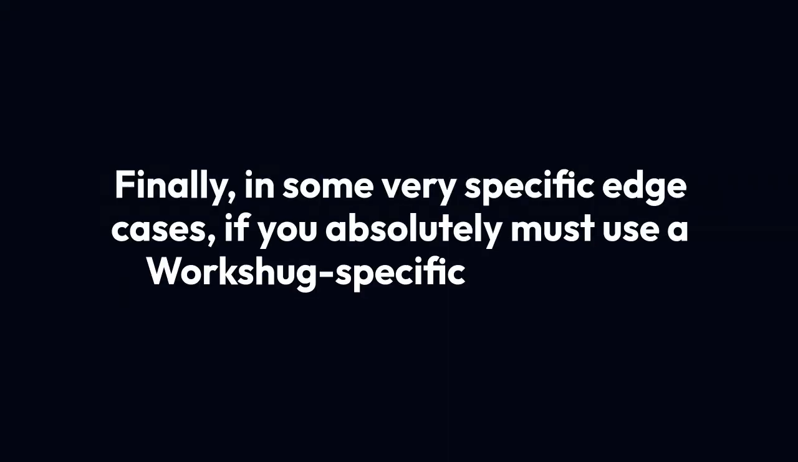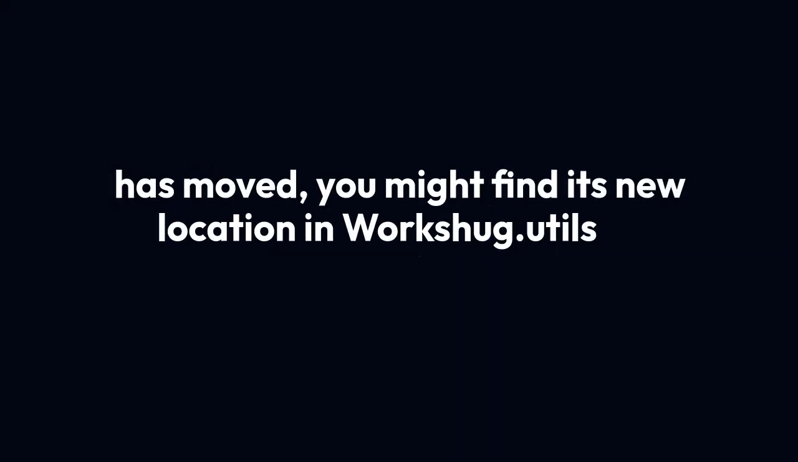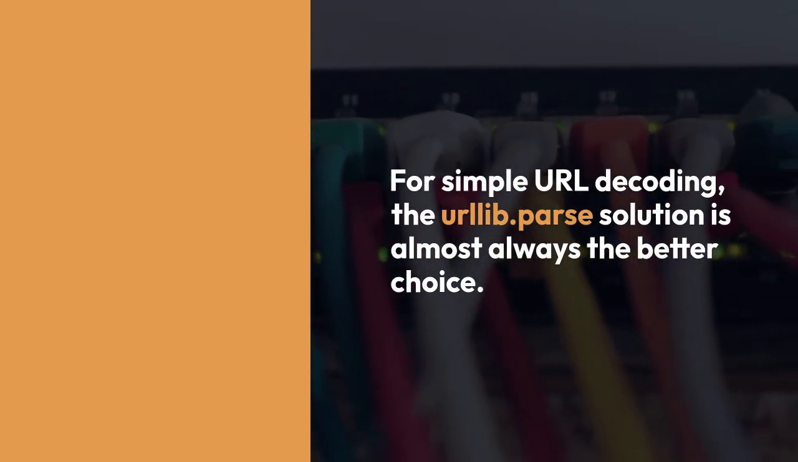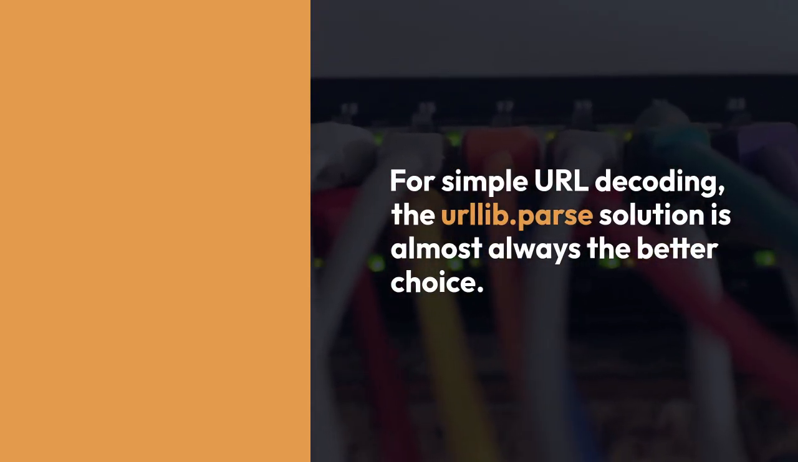Finally, in some very specific edge cases, if you absolutely must use a werkzeug-specific utility that has moved, you might find its new location in werkzeug.utils or werkzeug.sansio.utils, or even directly in werkzeug.wrappers.request as url_decode. But for simple URL decoding, the urllib.parse solution is almost always the better choice.